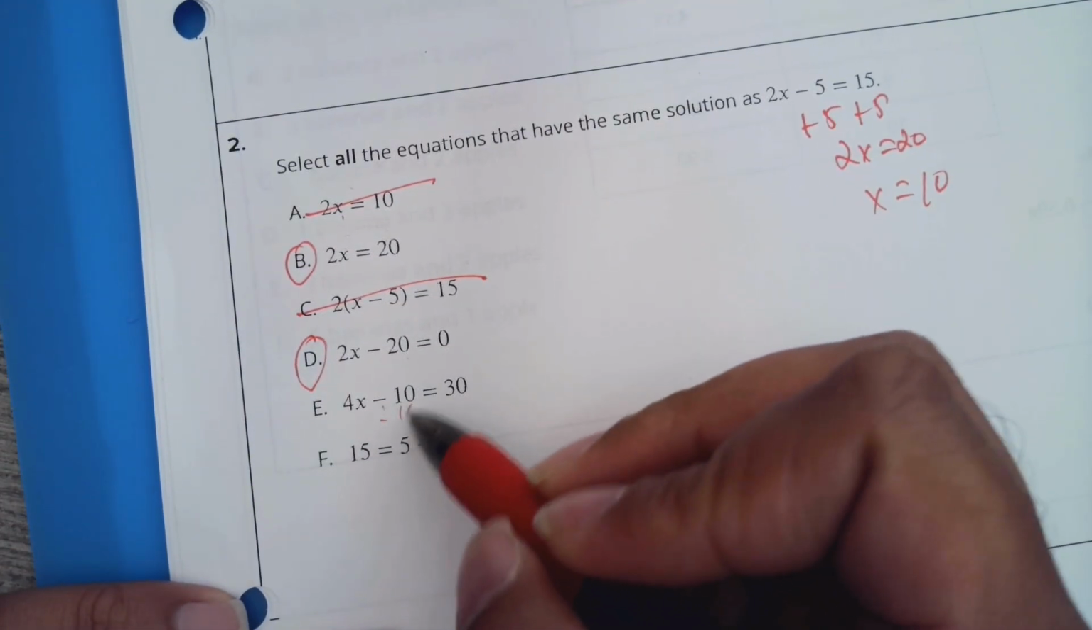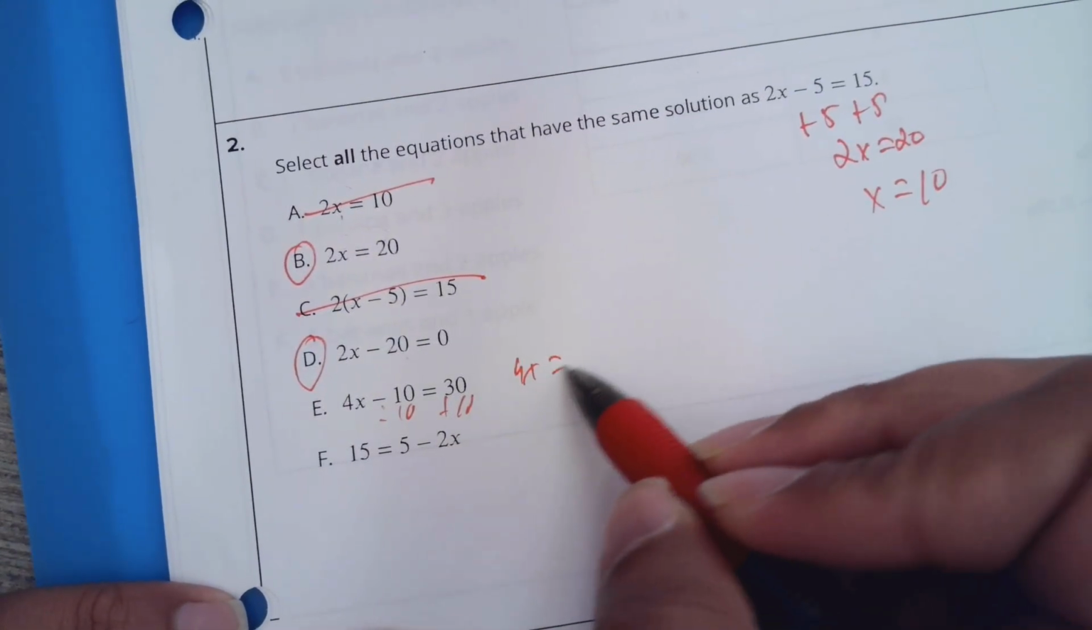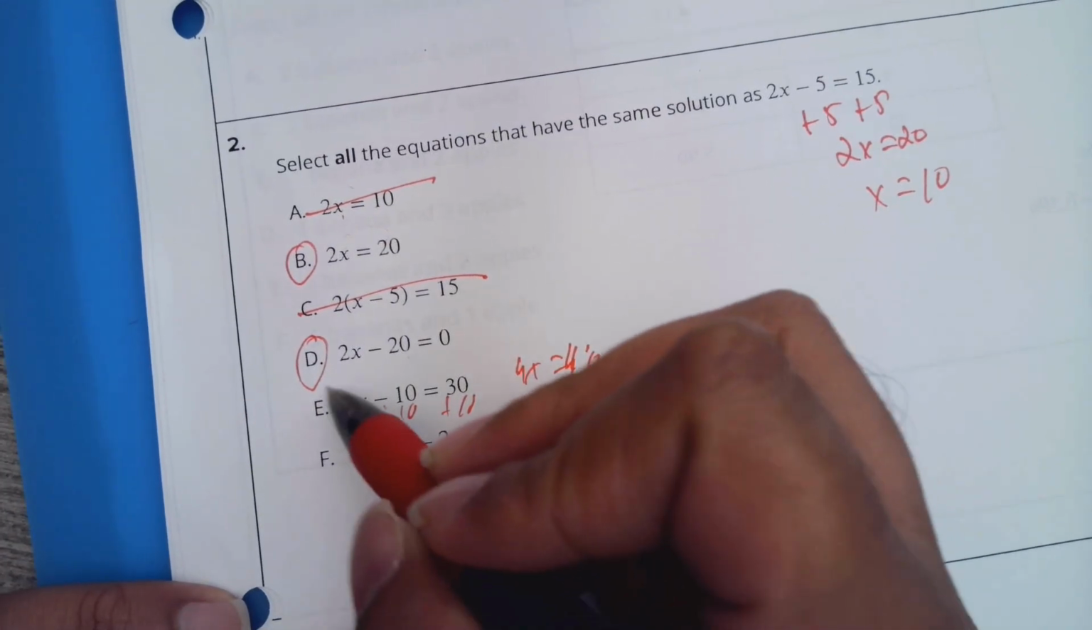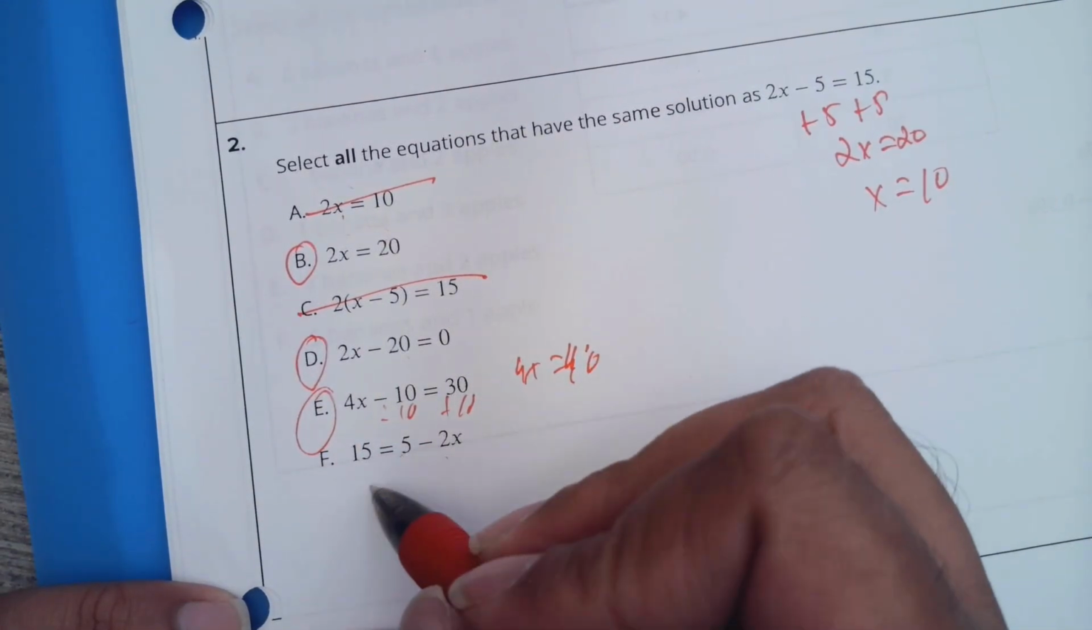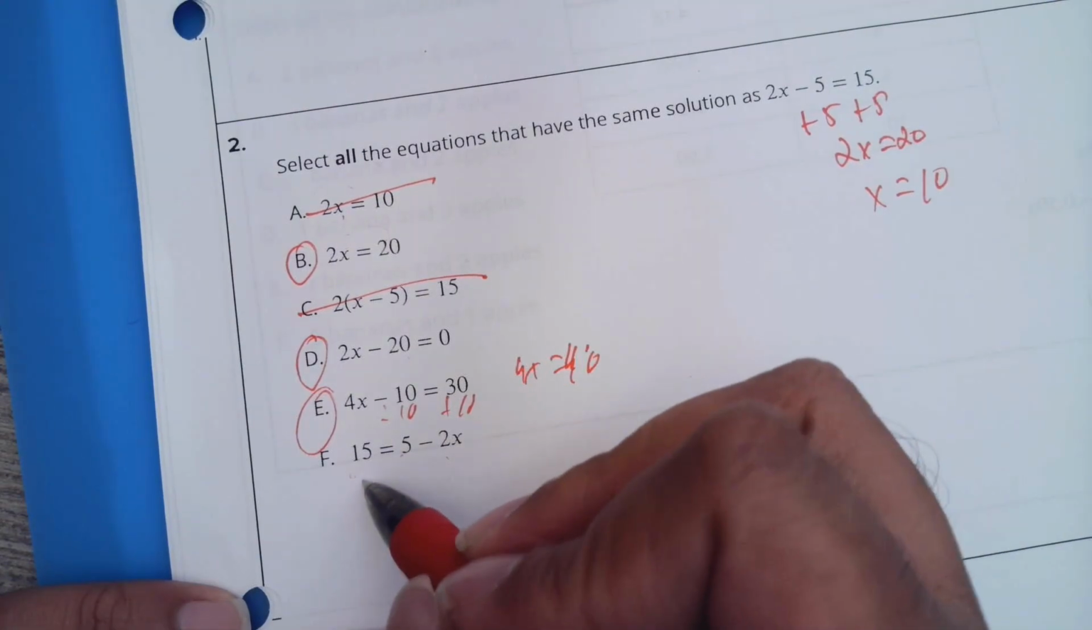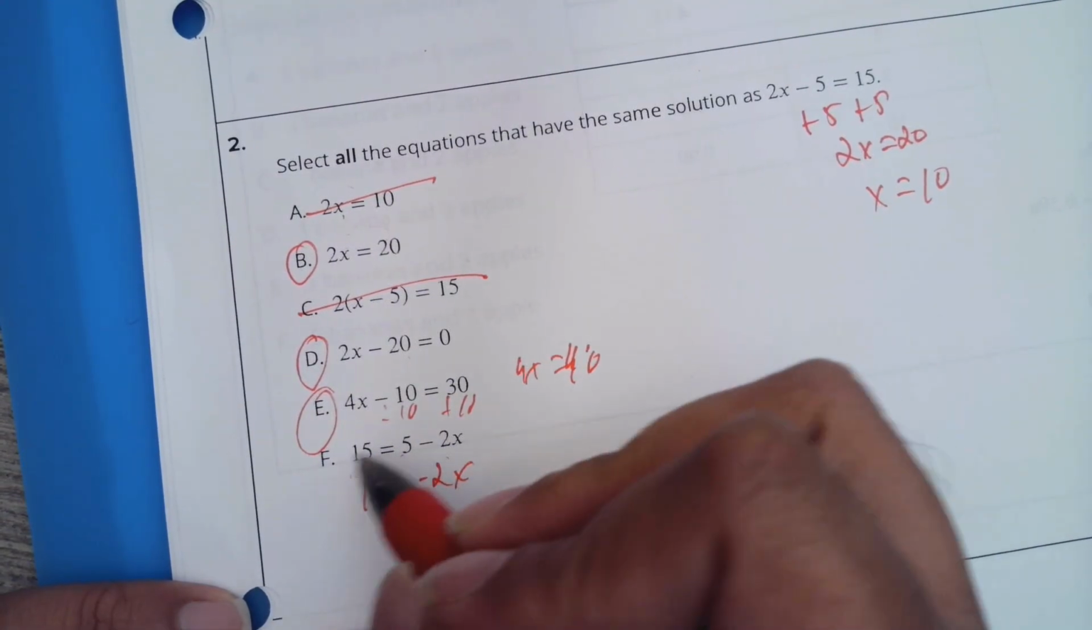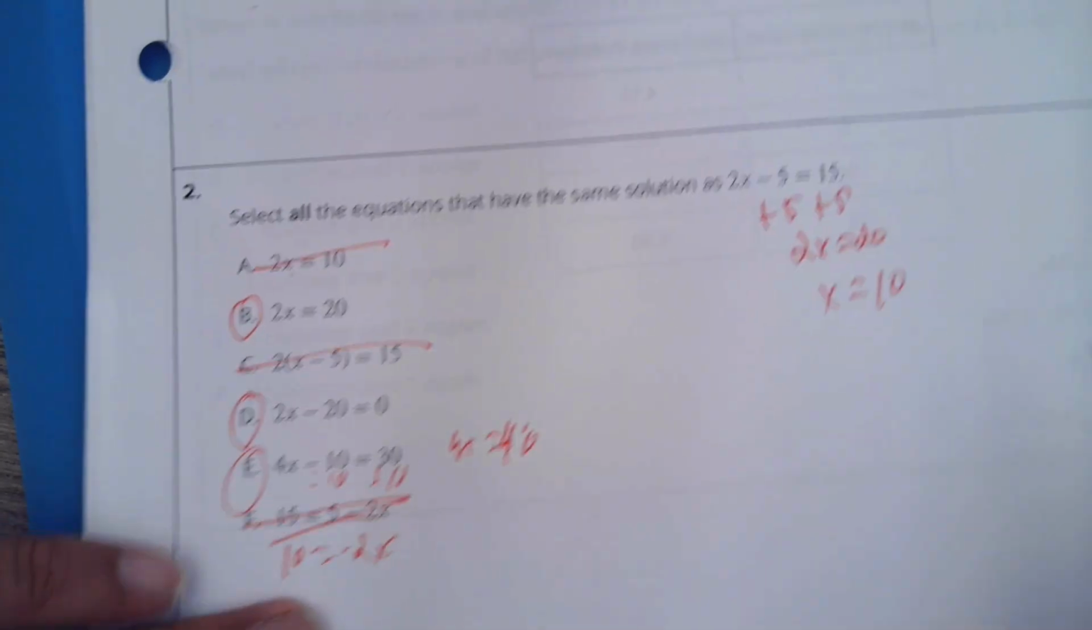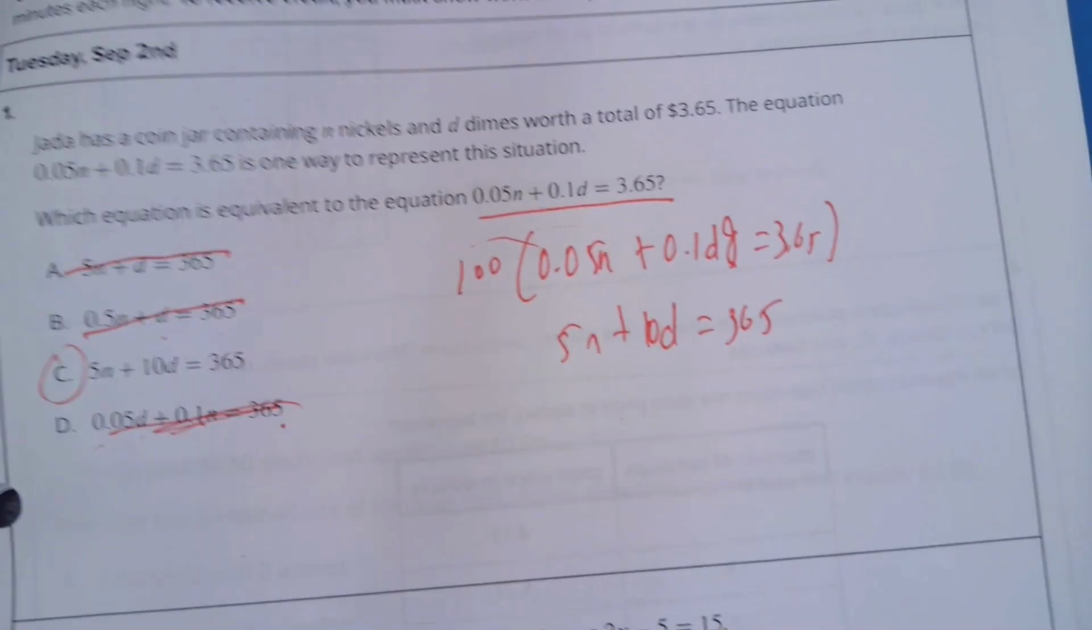4x equals, you add 10, you get 4x equals 40, which means x equals 10, so this is also a solution. This one, you're going to subtract 5, you get 10 equals negative 2x, not a solution, because x equals 10, right? You're going to have to find that. Cool.